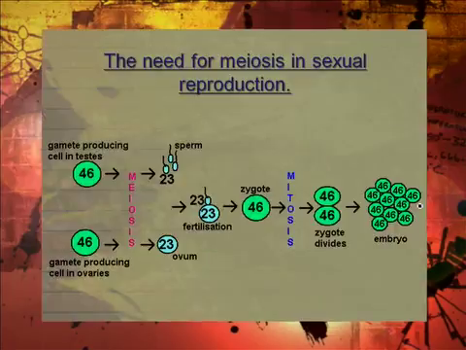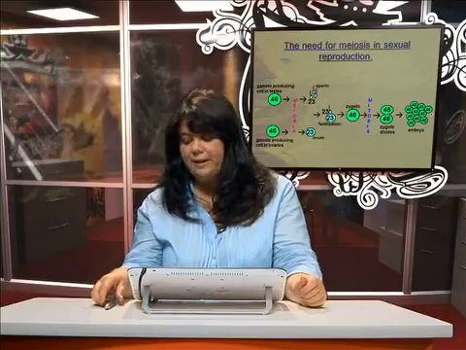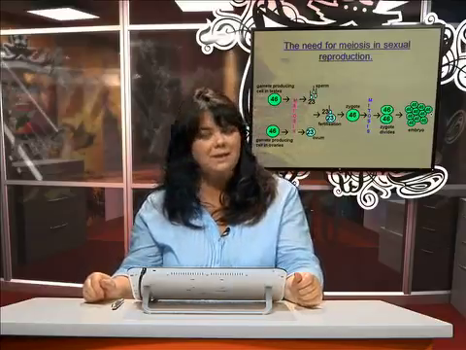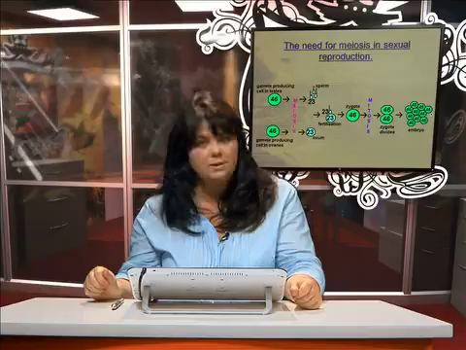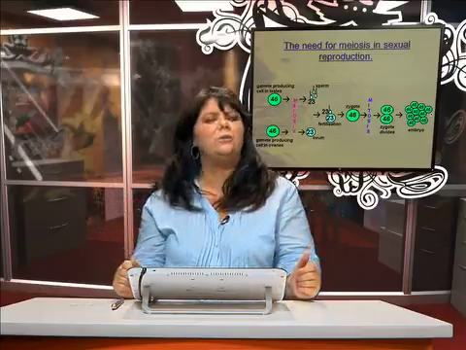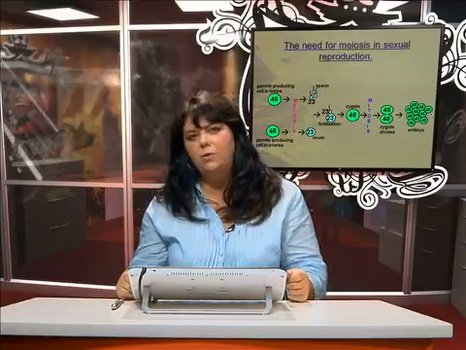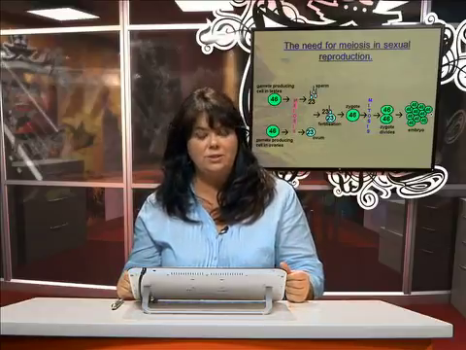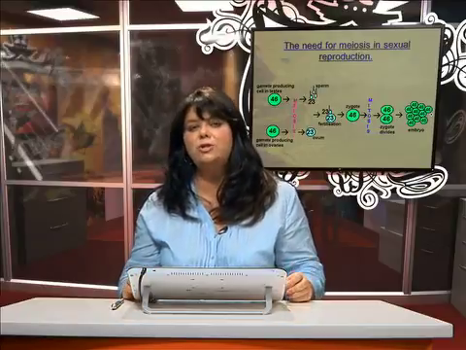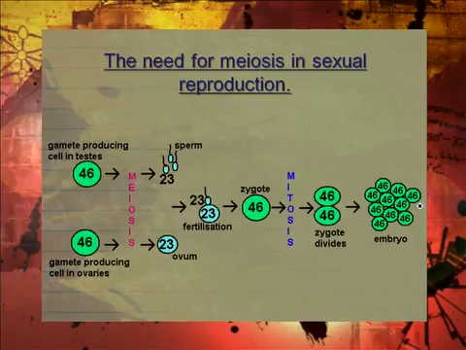Now, mitosis isn't the only kind of cell division that we have. Another very important kind of cell division takes place in your reproductive organs, and that is meiosis. Now, why on earth is there a need for having a different kind of cell division? Let's have a look at what happens when sexual reproduction takes place.